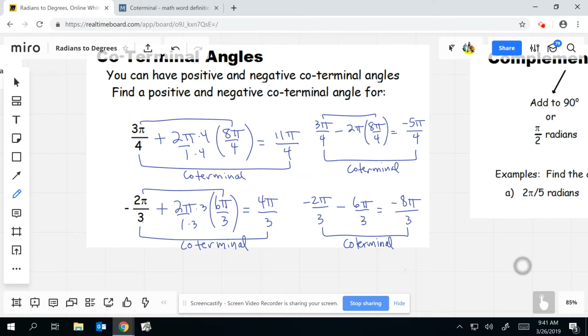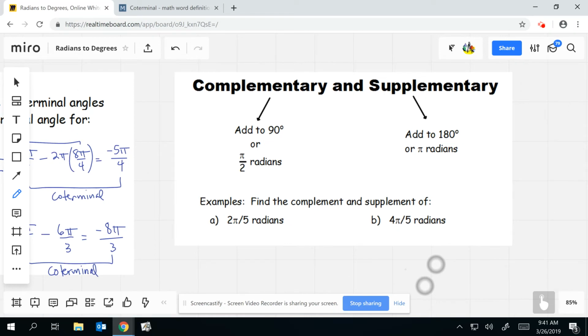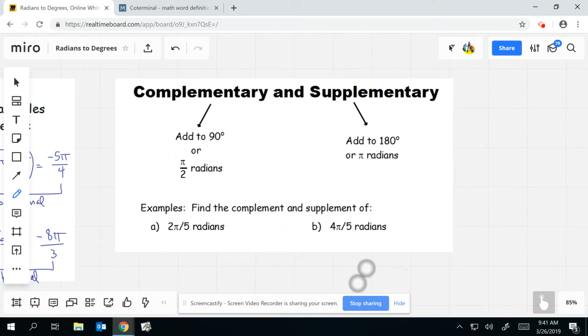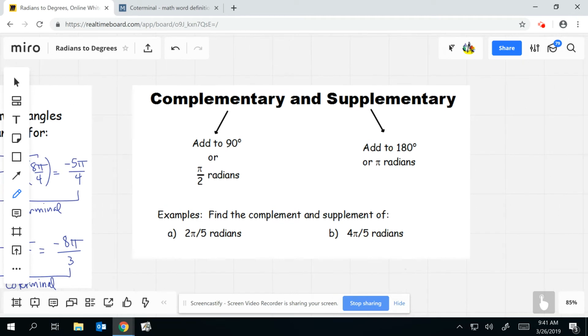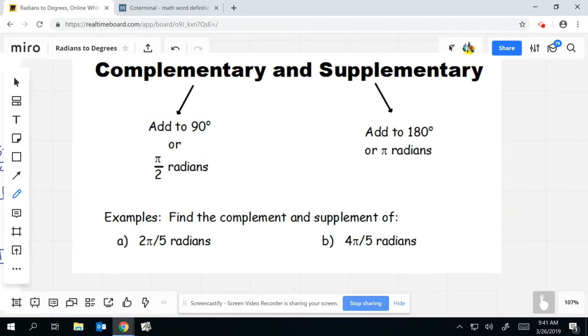Let's look at complementary and supplementary. Complements and supplements. Now, you hopefully remember what complementary angles add up to. Complements add up to 90. Okay, supplements add up to 180.